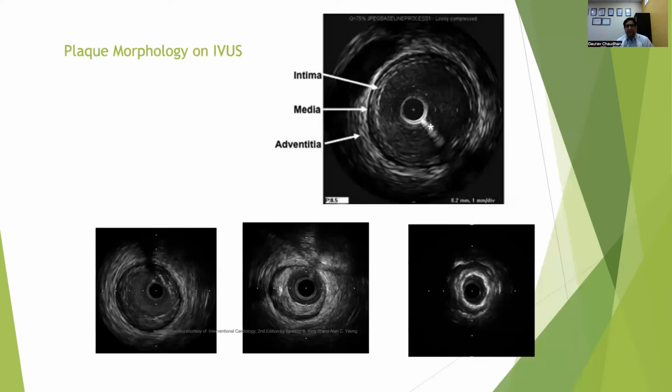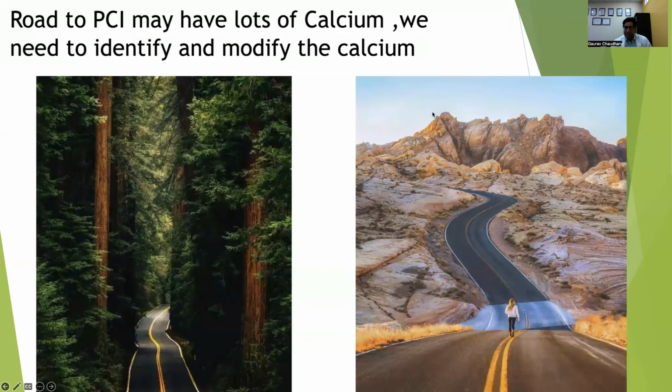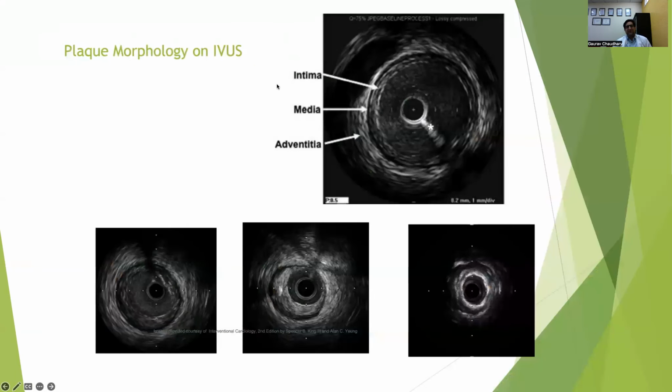So what are the things you should see on imaging? I will be discussing this slide. This is an important slide and a basic slide. This is an IVUS image which shows a central catheter with an asterisk mark, which shows a wire artifact. And after that, there are three layers: innermost is intima, then media, then adventitia.